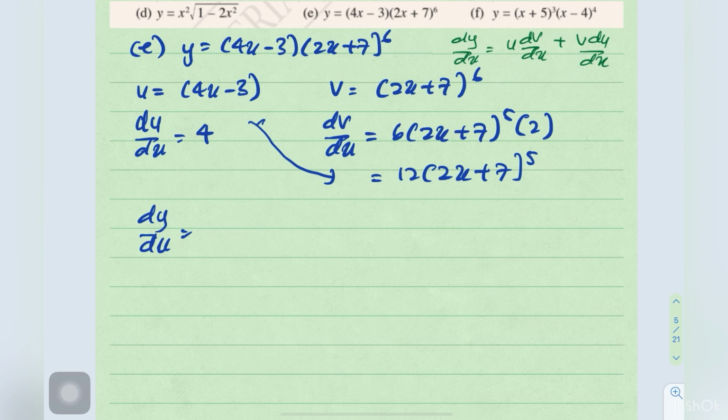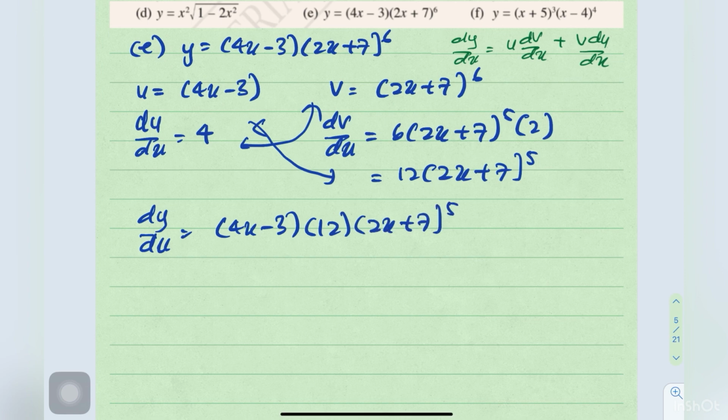Okay, so dy/dx, u dv/dx plus v du/dx. Okay, so here we get (4x minus 3) times 12 times (2x plus 7) to the power of 5, plus 4(2x plus 7) to the power of 6.